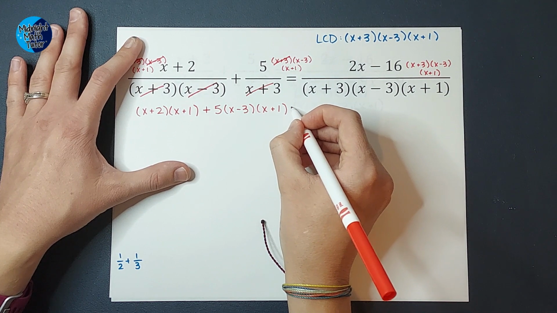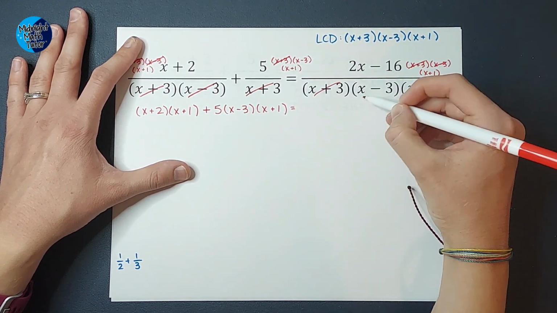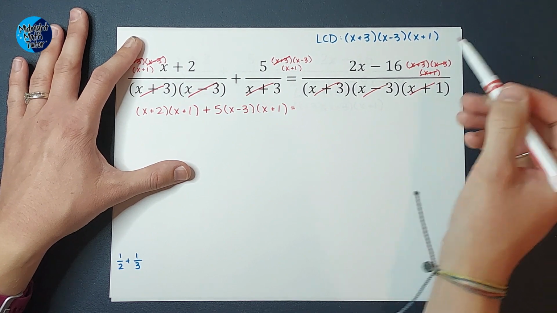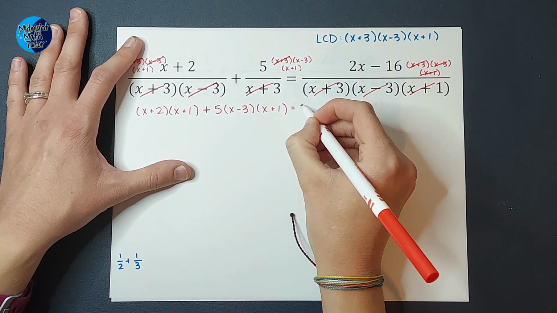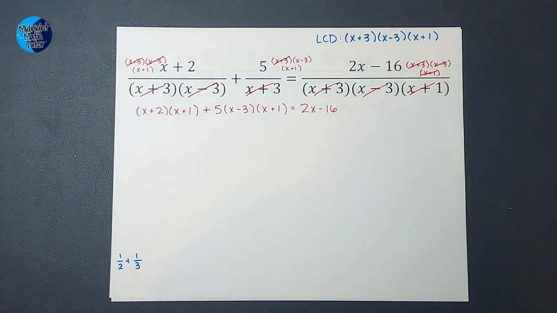Equals, this is the real fun one, guys. This and this cancel, this and this and this. And I am just left with that 2x minus 16. What? Pretty exciting, okay? Now, my whole goal is to get x alone, right?